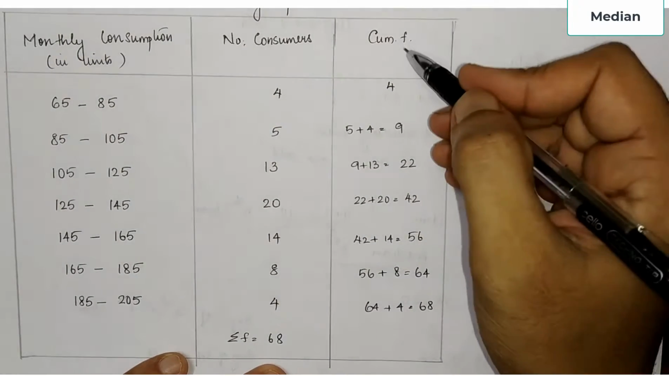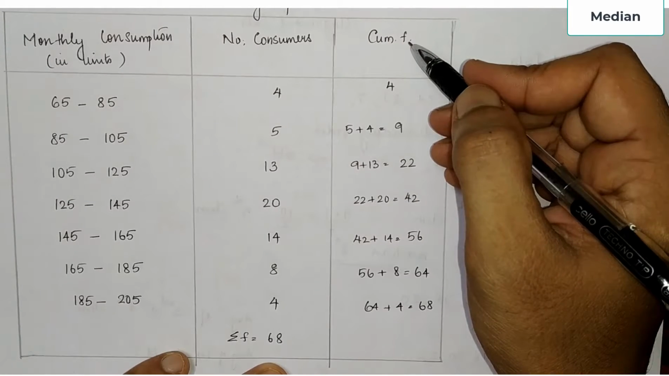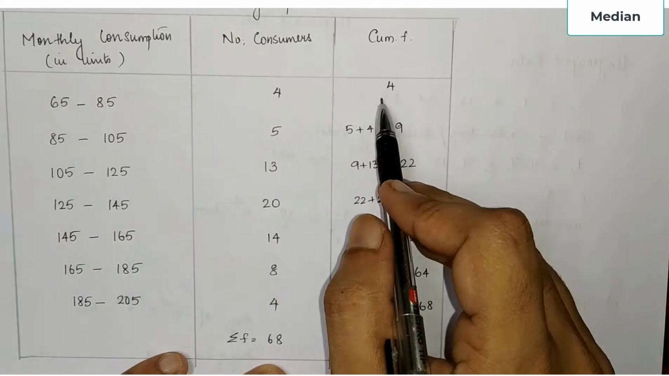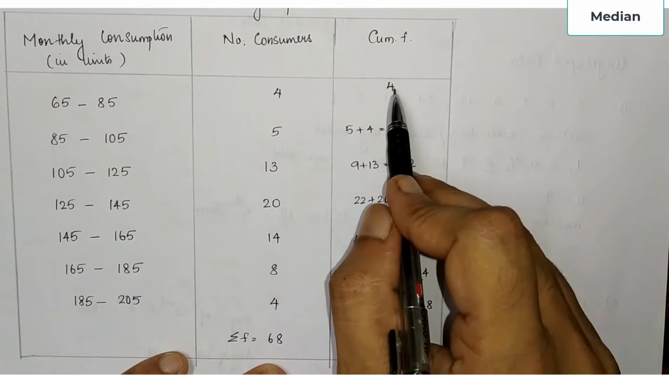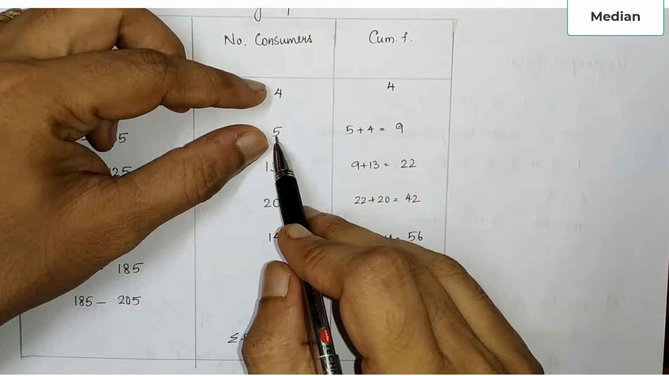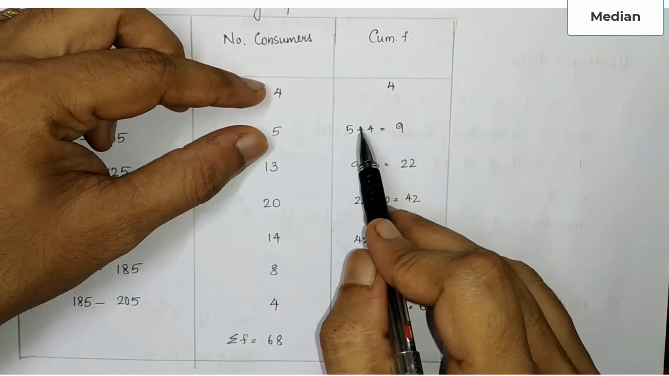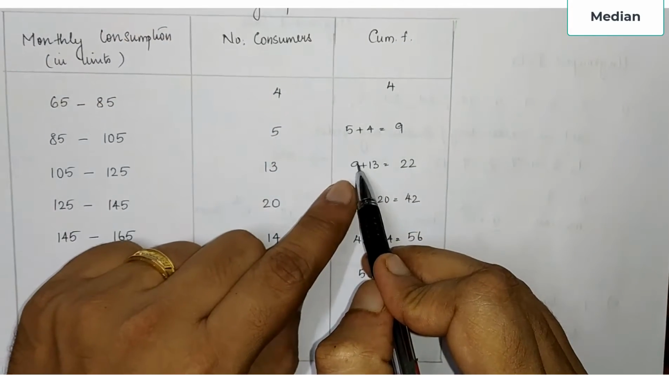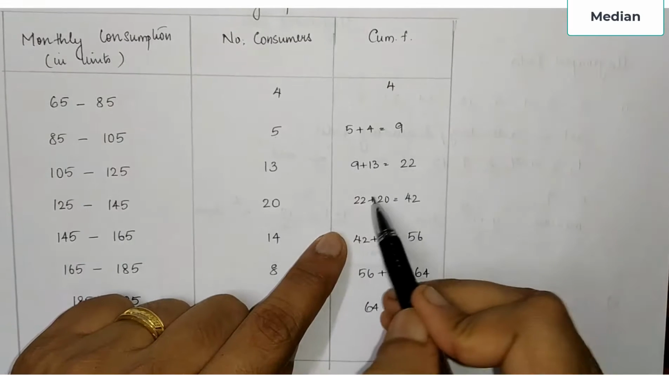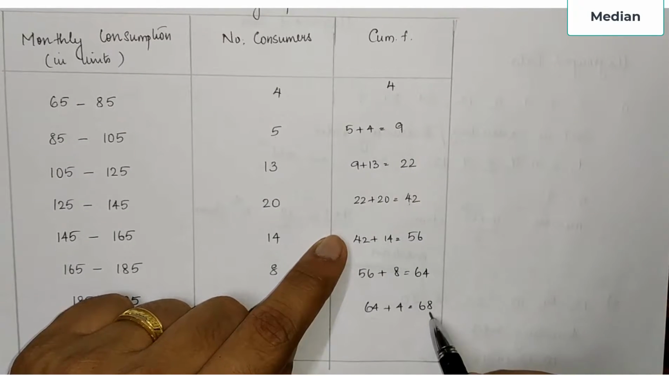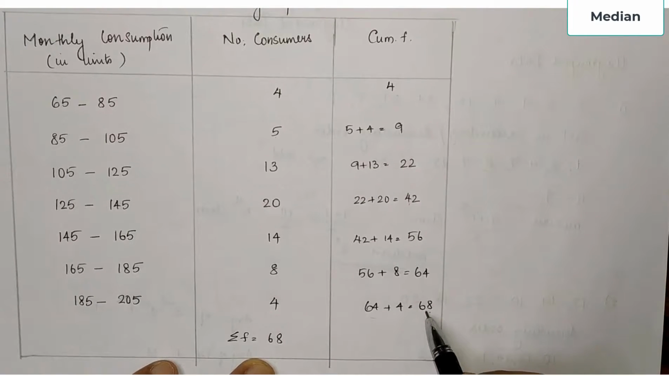I've already found out the cumulative frequencies here. But I'll just tell you once again how to find the cumulative frequency. For this particular data set, the cumulative frequency is 4 itself. For the next one, you have to add both 4 and 5. So I've put 4 down, 5 plus 4, 9. For the next, I put 9 down, 9 plus 13, 22. Put 22 down, 22 plus 20, 42. Similarly, I found out for the other respective data set also.